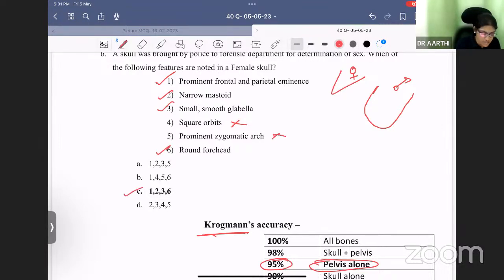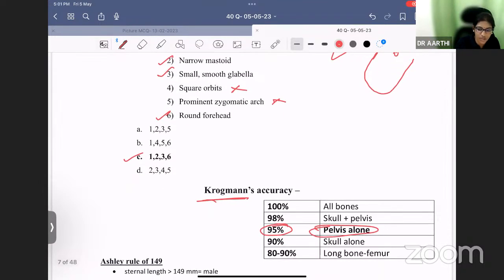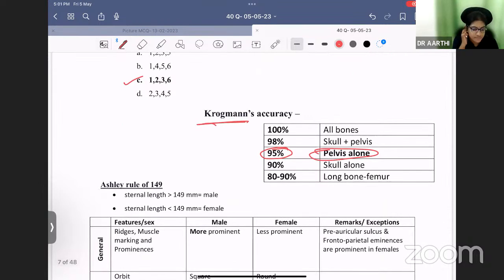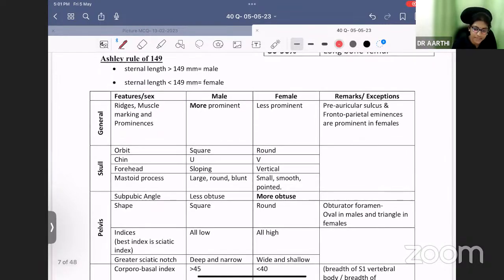With respect to sex determination, let's revise a few of the questions. Here we have 95% for the pelvis. If you want more than that, either you have skull and pelvis or the whole bone set. That's what is expected. A simple table: Ashley's rule has been asked in the next exam, so INICET might ask it. Ashley's rule is for the sternum, from which we come to know whether it is male or female. It is also known as the 149 rule.